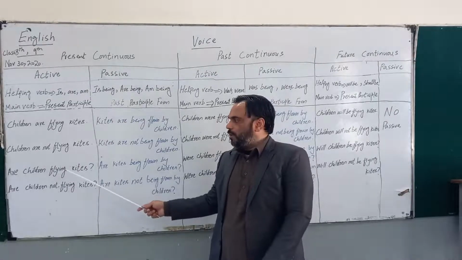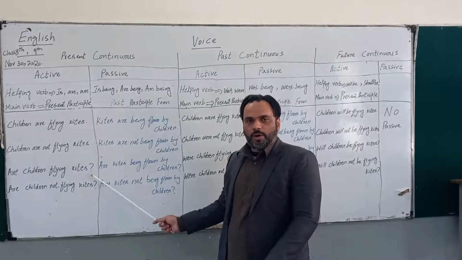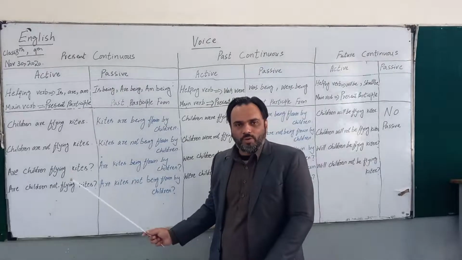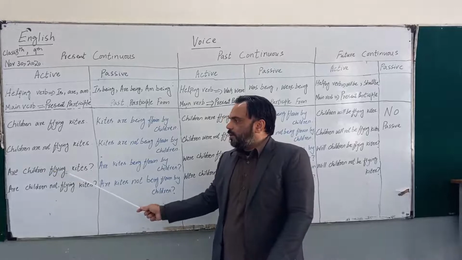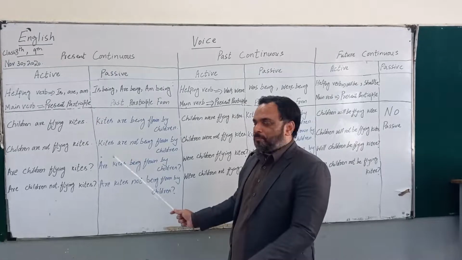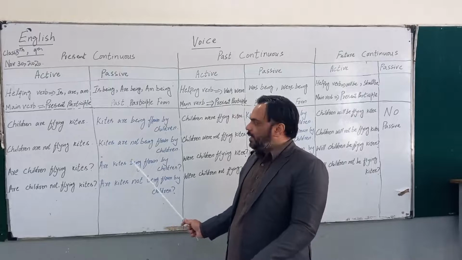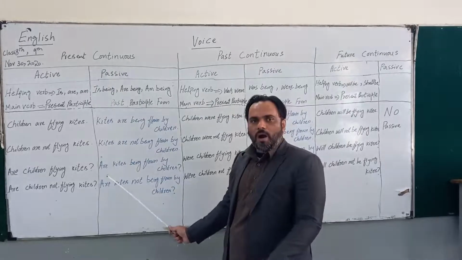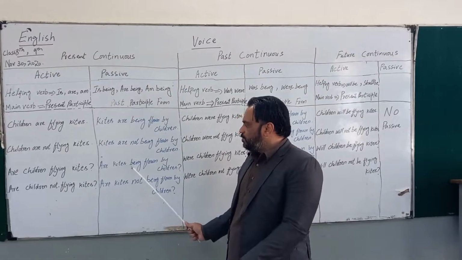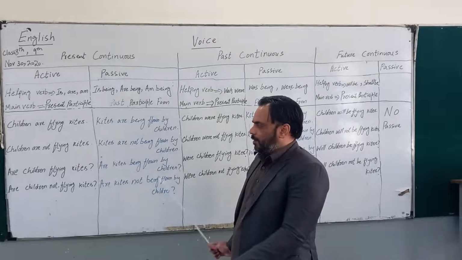Now let's move towards the next sentence, that is the interrogative sentence. Are children flying kites? As I explained to you earlier, we always put a question mark at the end of an interrogative sentence. In passive voice, what will happen? The helping verb will come in the beginning, but being will not come. Being will stay at its position. Only are will come in the beginning, and the sentence will be, are kites being flown by children? And the sign of interrogation will come at the end.